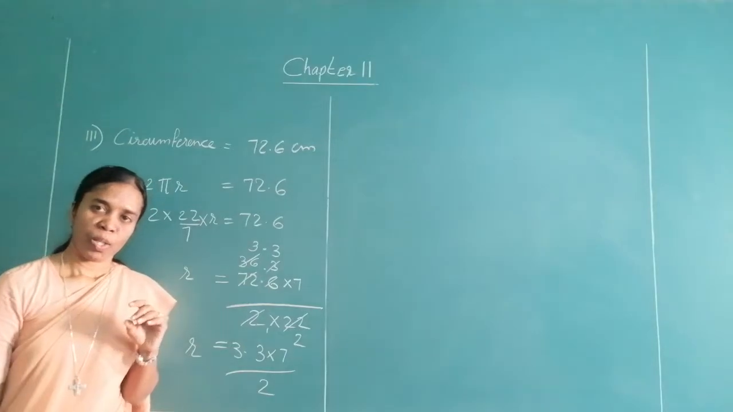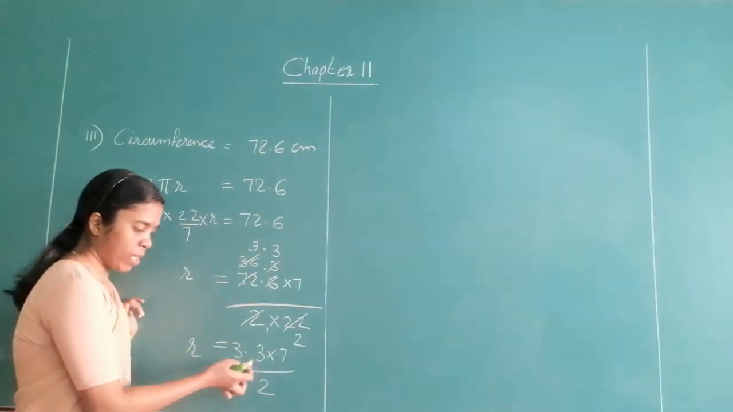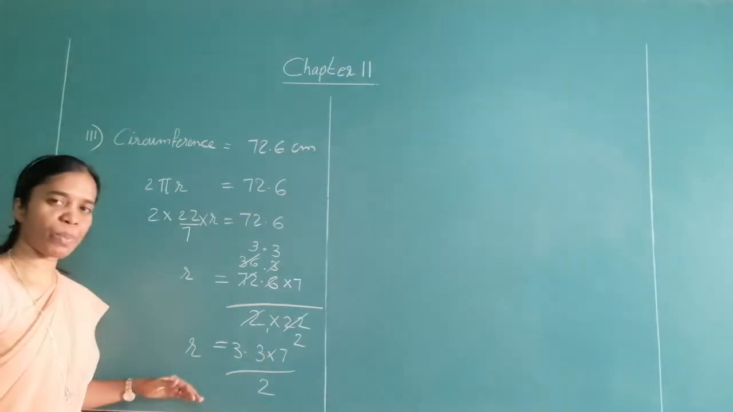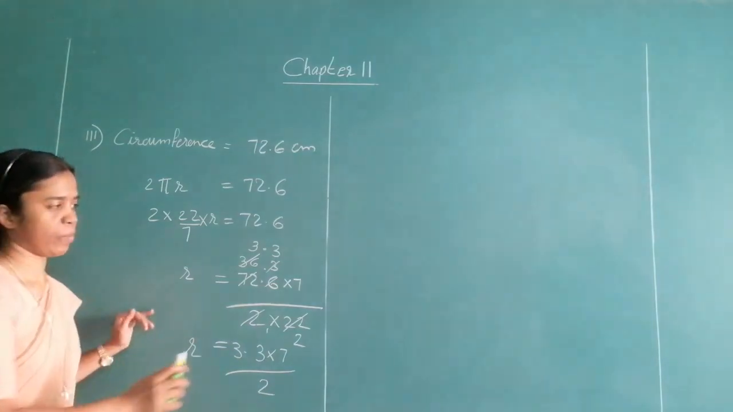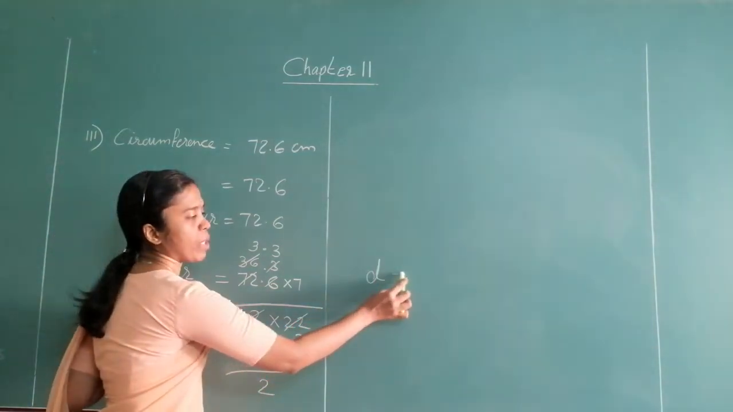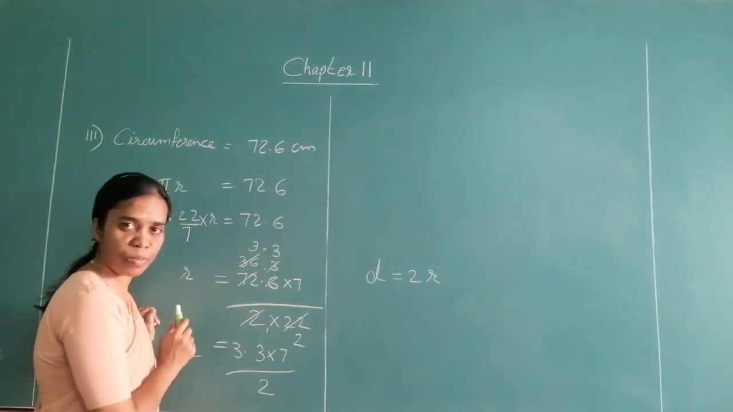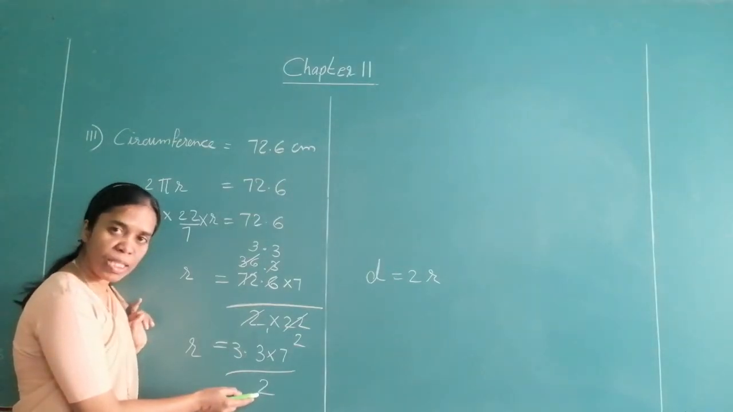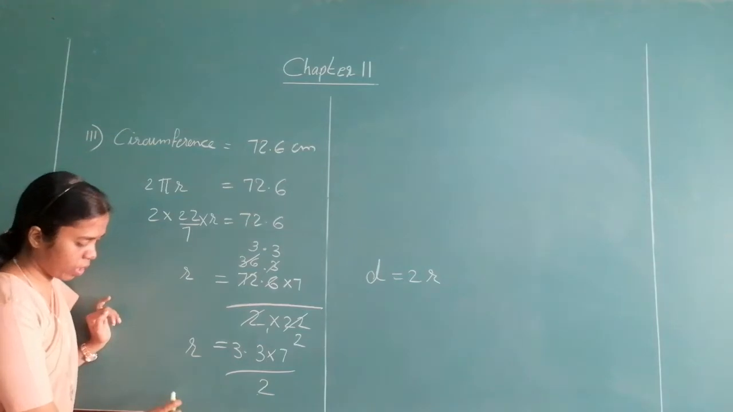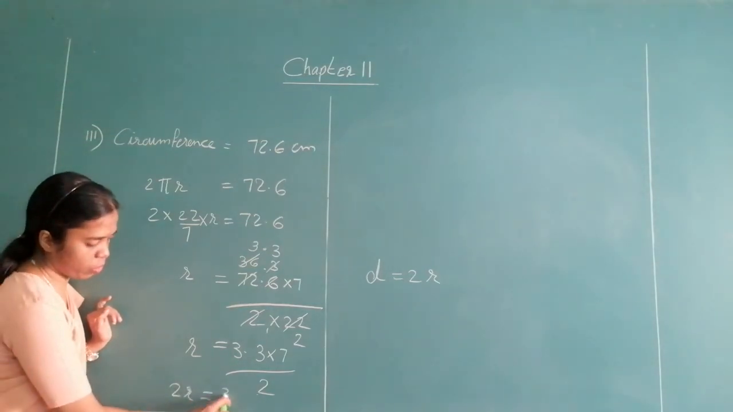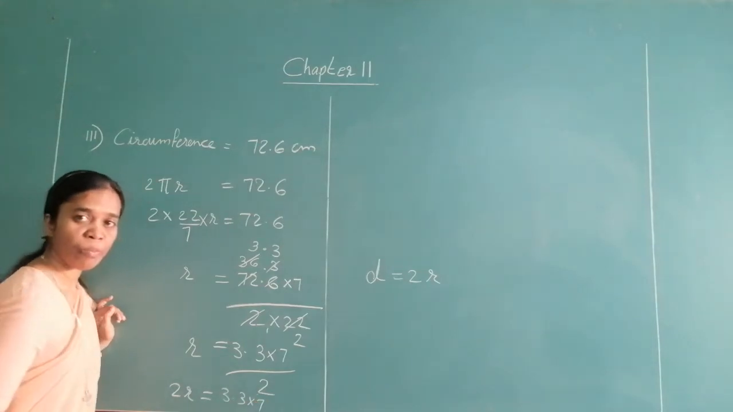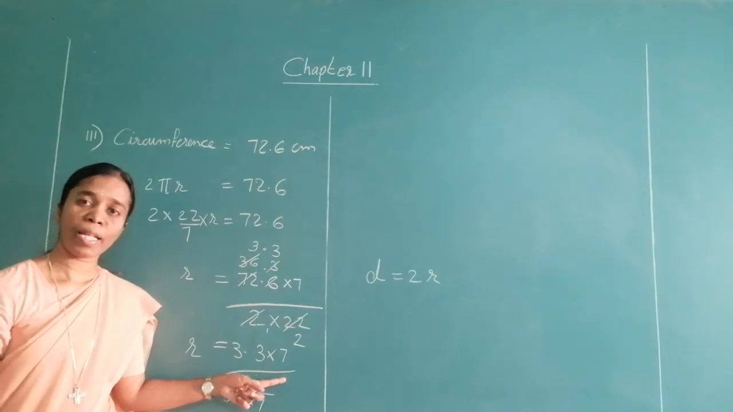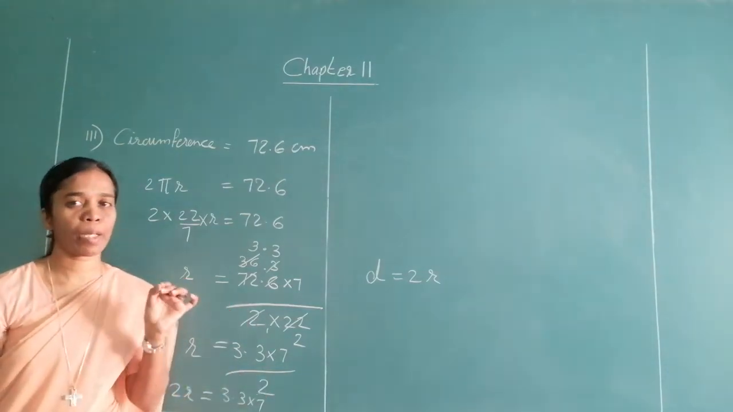Now you have to multiply this 3.3 into 7 and then divide by 2. Whatever you get, that will be your radius. For diameter, what is diameter? Diameter is equal to 2 times radius. Now look here. If you take this 2 which is in the denominator to this numerator, you are getting it as 2 times radius is equal to 3.3 into 7. So what I am saying is, when you multiply this 3.3 into 7, that will be same as diameter.